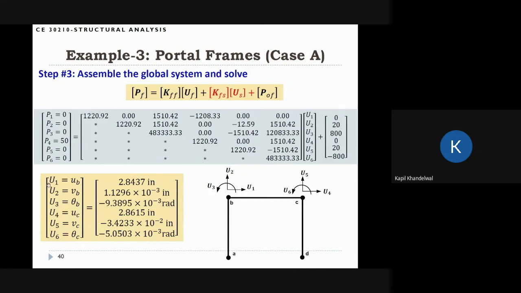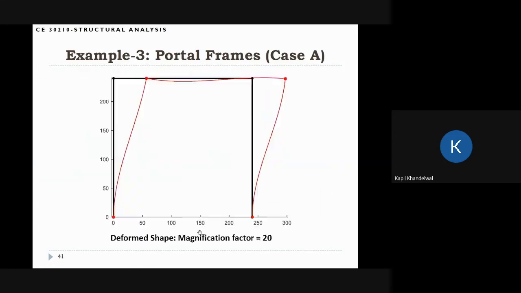So these are the 6 unknown displacements we solve for. U1, U2, U3 are the displacements at the B node, so they are UB, VB, theta B. And U4, U5, U6 are the displacements at the C node, so they are UC, VC, and theta C. So this is how we can get the displacements at the B and C nodes. And next, I also show you the deformed configuration in this case.